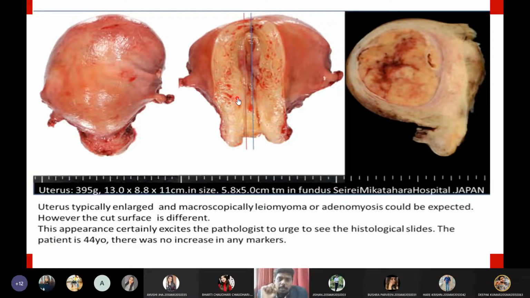Then the third one is the real problem. Both of your hands are wet. Your hands are dirty with all the blood. And you need to write the description of the cut surface. You need to give a description of the cut surface. How can you write something when your hands are wet? What to do?